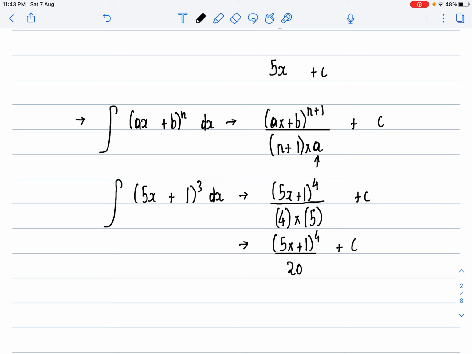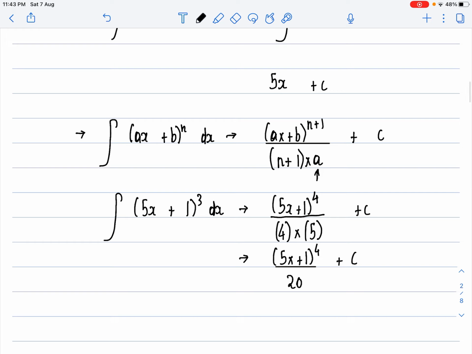These are the concepts which we learned from AS level. In the next video, we'll be doing more advanced types of integration, which is very important to know, like trig identities and exponents. So please view the next video.